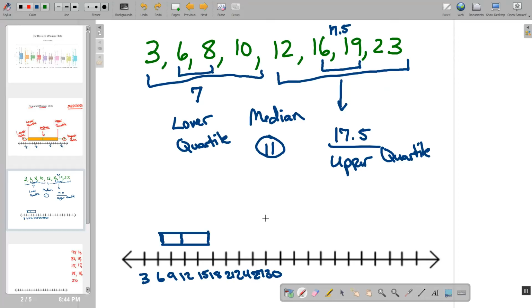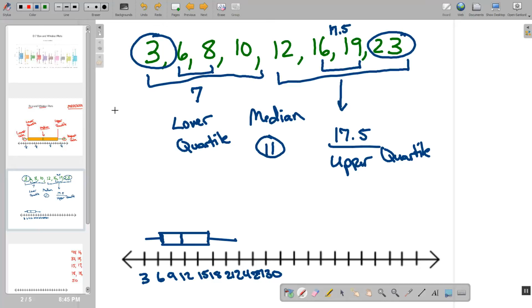And the only thing left from here is the whiskers. So this is my lowest number. This is my highest number. So I simply make the whiskers on my box go from that number to the edges. So this will go to 23. So that'll be right about, oops, there. And now it's not perfect, obviously, but that is our box and whisker plot.